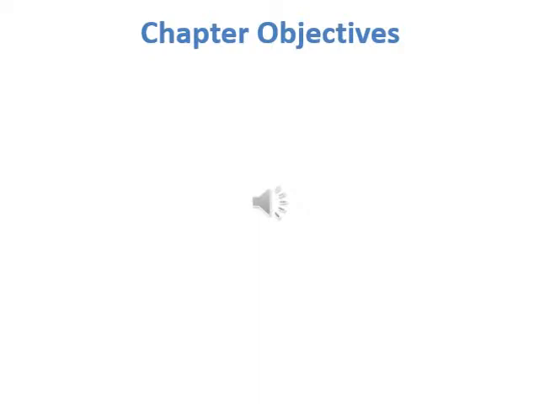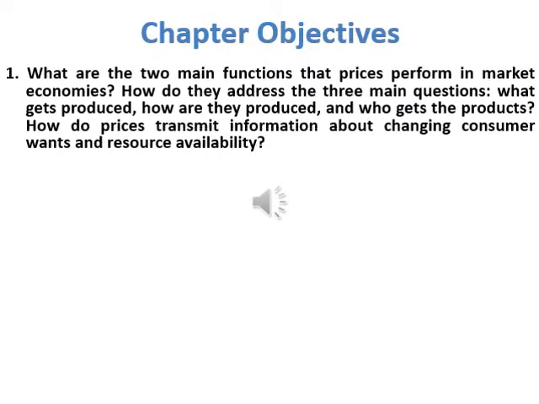Chapter Objectives Answers. 1. What are the two main functions that prices perform in market economies? How do they address the three main questions: what gets produced, how are they produced, and who gets the products? How do prices transmit information about changing consumer wants and resource availability?